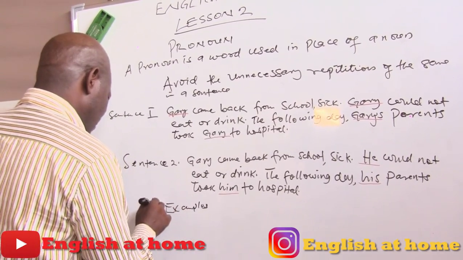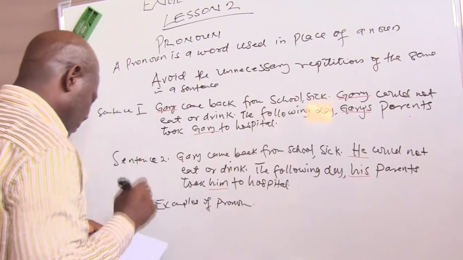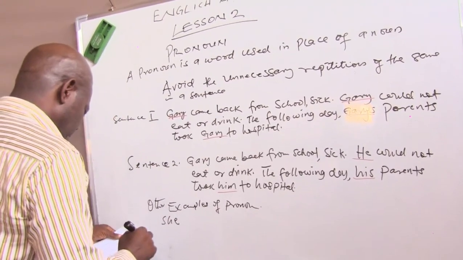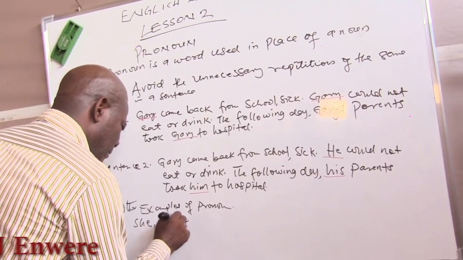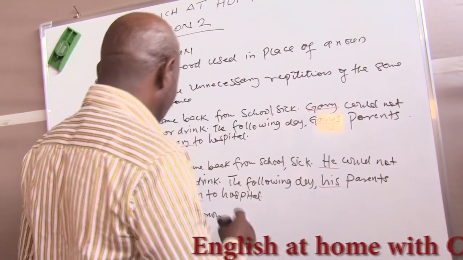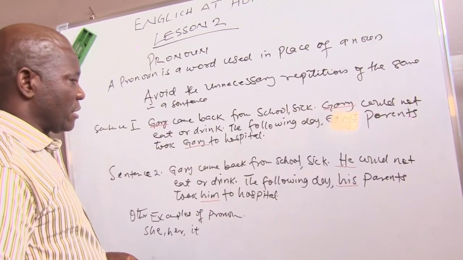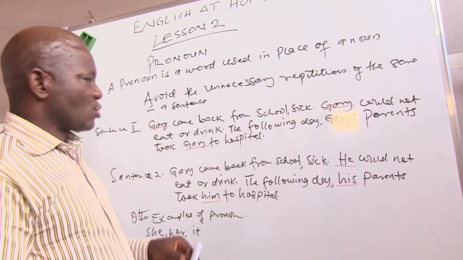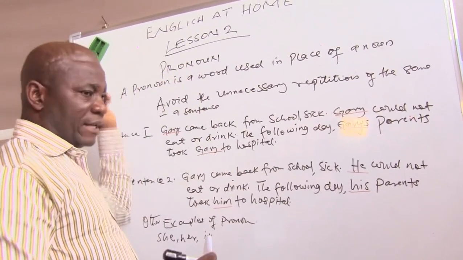Other examples of pronoun. Okay. We have she, her, and it. Just like I said, when we shall be doing an elaborate study on this, then we're going to see their plurals and some other things also. What we're doing now is a brief explanation by way of identification of the pronoun, to give you a little explanation of what it is, so that you can identify it. By this, now you have started knowing the difference between the pronoun and the noun.